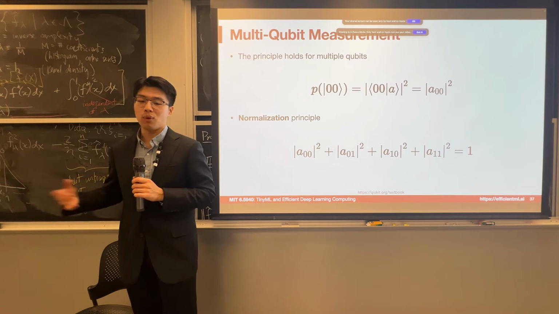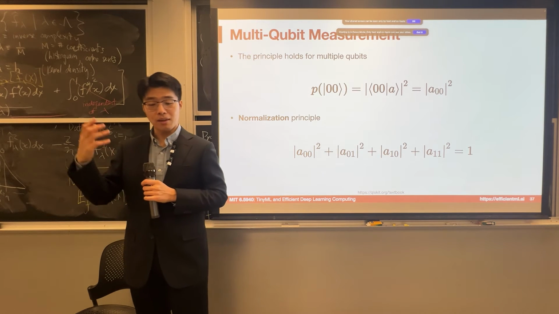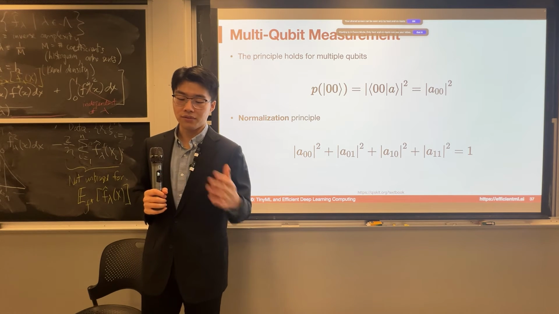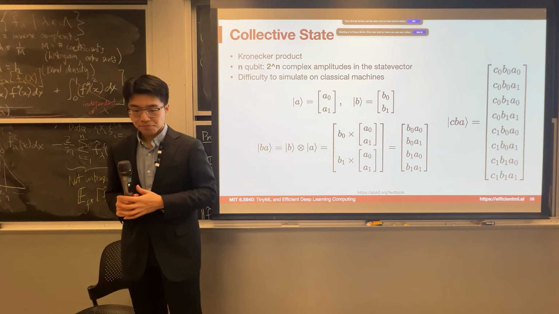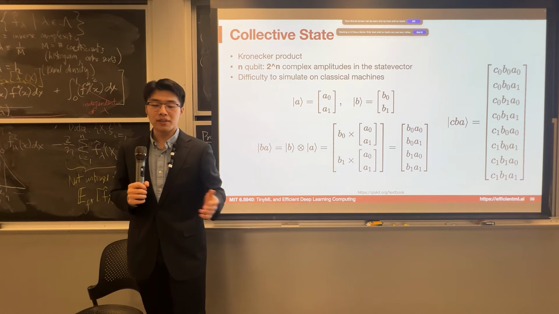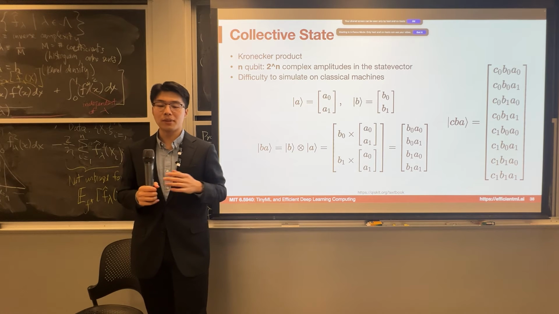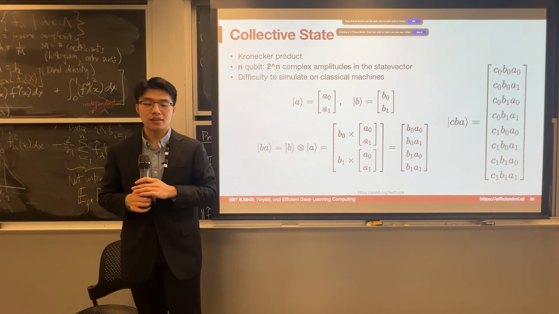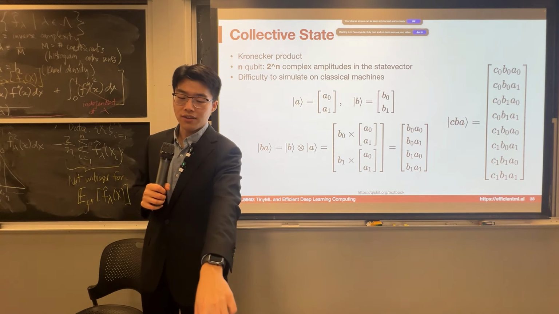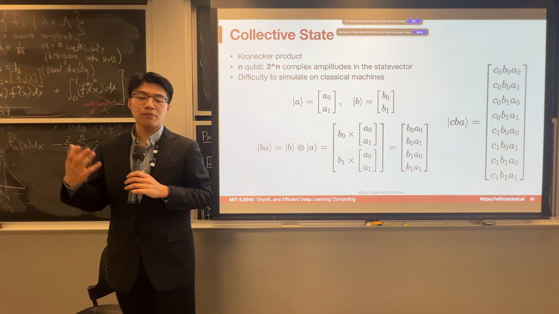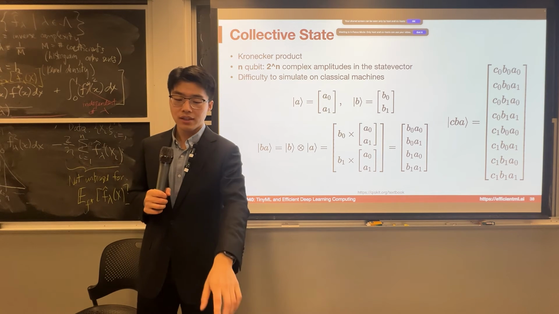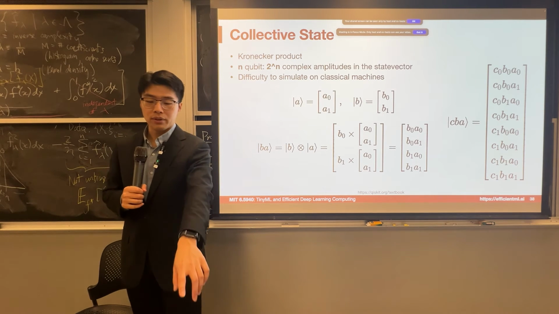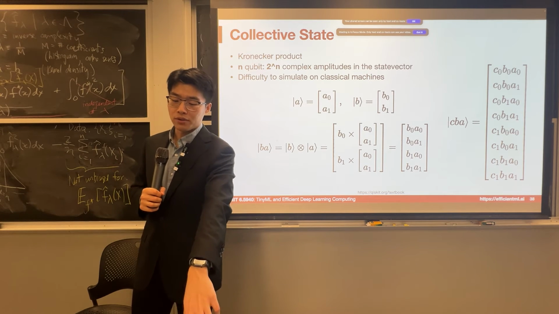So even if you have 1,000 qubits, those 2 to the power of 1,000 numbers should also be normalized so that all of them add up to 1. Just like with 2 qubits, when we have n qubits, the state of them will be a Kronecker product of all of their states. Say we have two states A and B, and we consider the joint state of those 2 qubits. Then that will be B Kronecker product with A, right? And then we can obtain B0 A0 all the way to B1 A1.